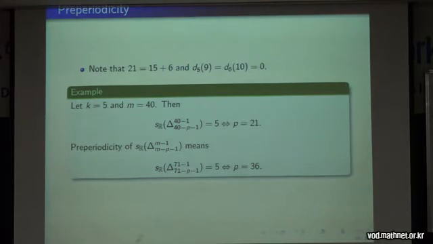And if we use the meaning of pre-periodicity, then the real Buchstaber invariant of this skeleta of simplex is 5 if and only if p is 36. Do you see that 40 becomes 71? The gap is 31. 31 is 2^5 minus 1. And the gap between 21 and 36 is 15. 15 is 2^4 minus 1.